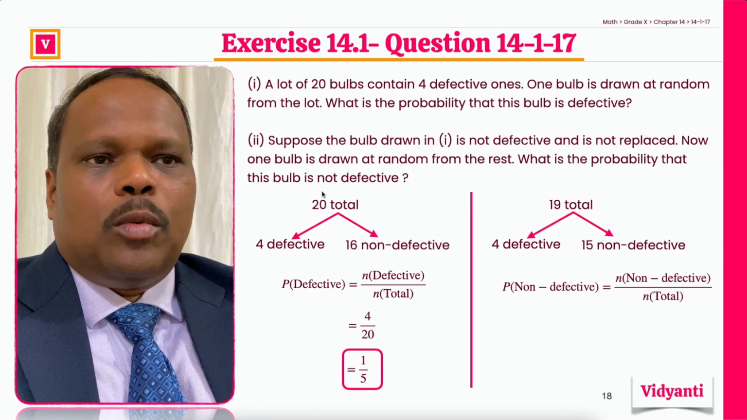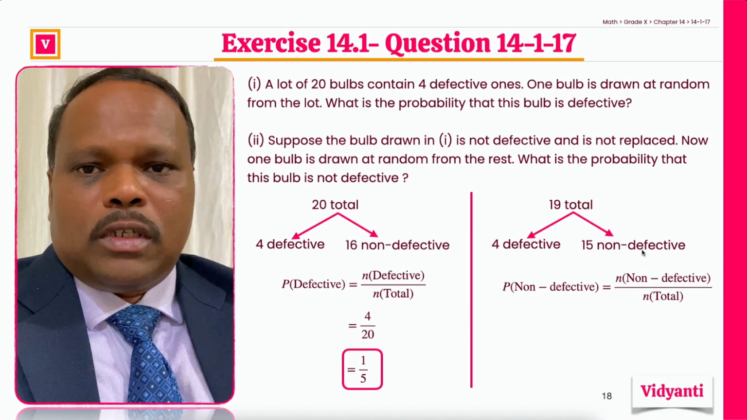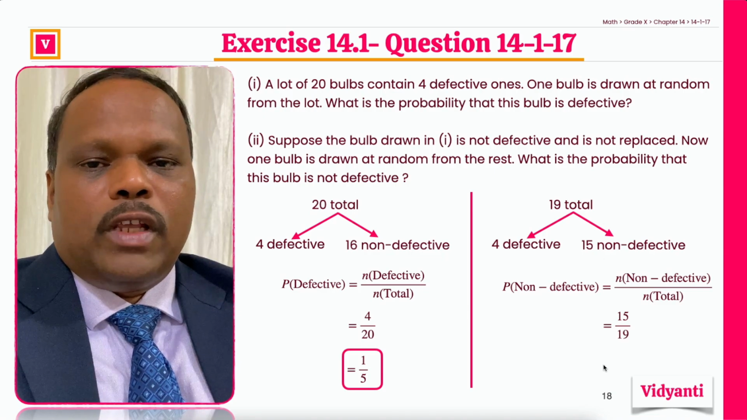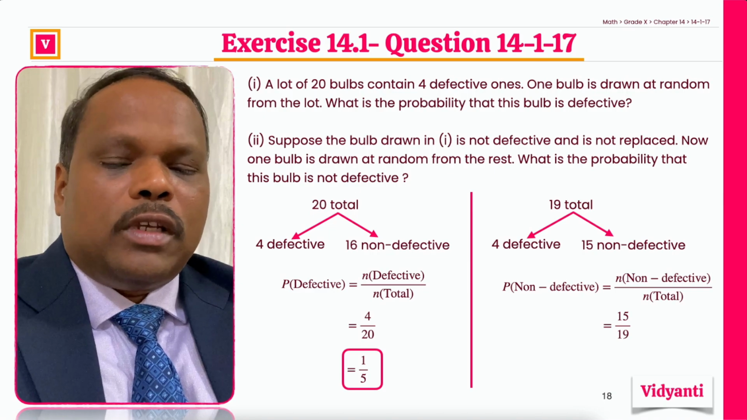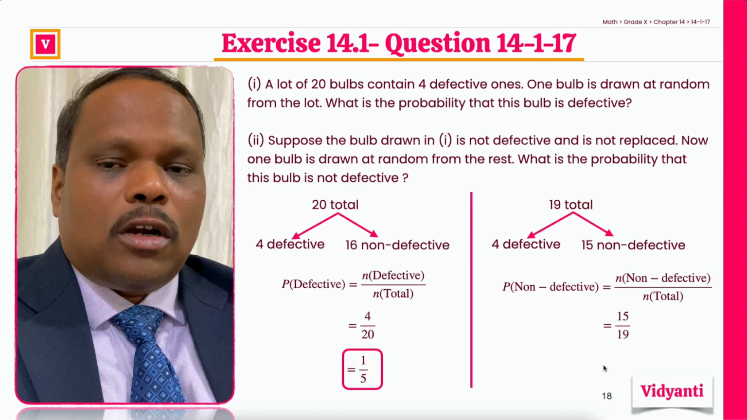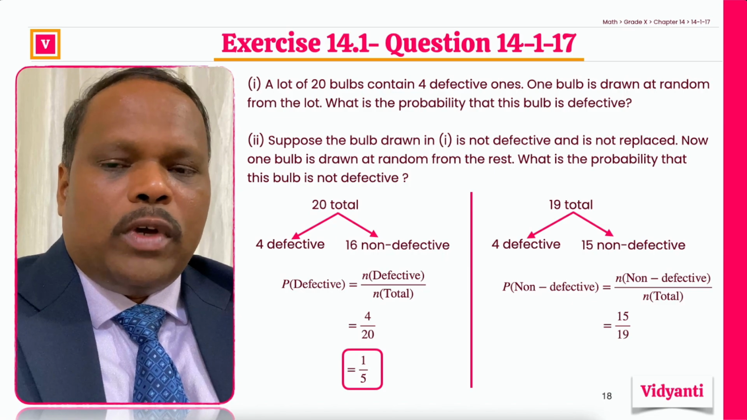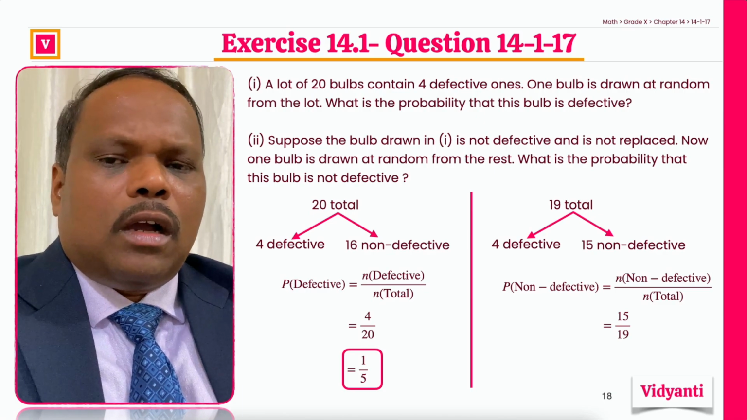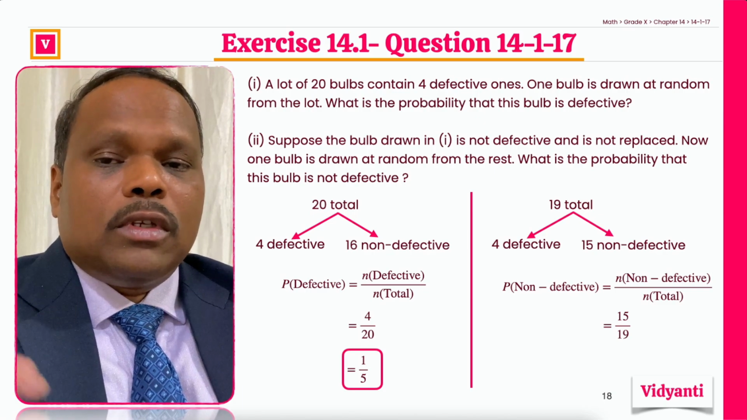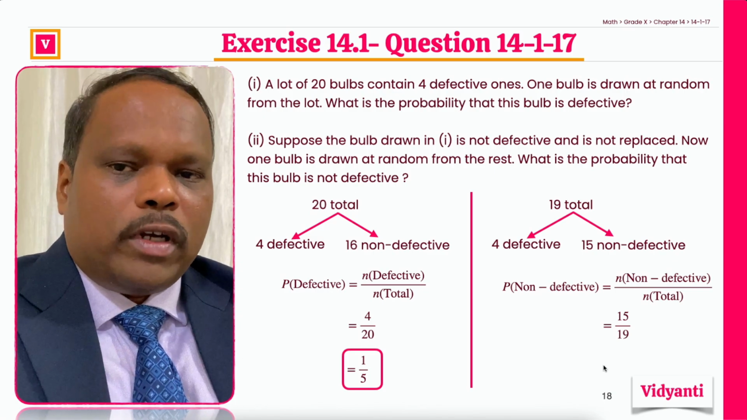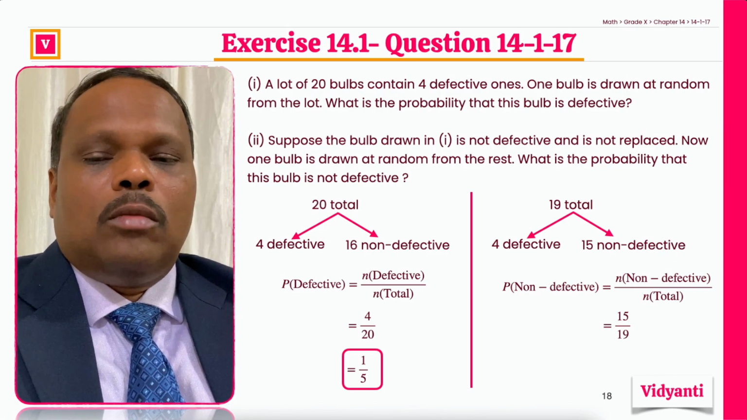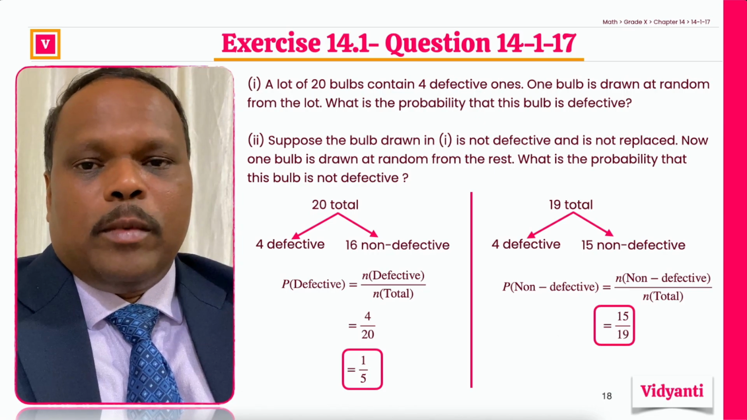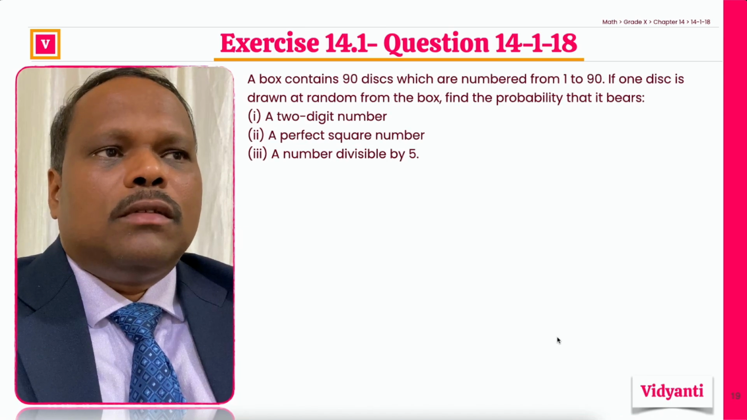Now what is the probability that the bulb is non-defective? We still have 15 non-defective bulbs in a lot of 19. So your answer is going to be 15 upon 19. You have to be careful about two things. Number one, whether it is replaced or not replaced. If it is not replaced, then the total number goes down by 1. And if they have already told you what kind of bulb was drawn in the previous attempt, then you have to reduce either defective by 1 or non-defective by 1, depending upon whether the first drawn bulb was defective or non-defective. So your answer will be 15 upon 19. Let's go to the next question.